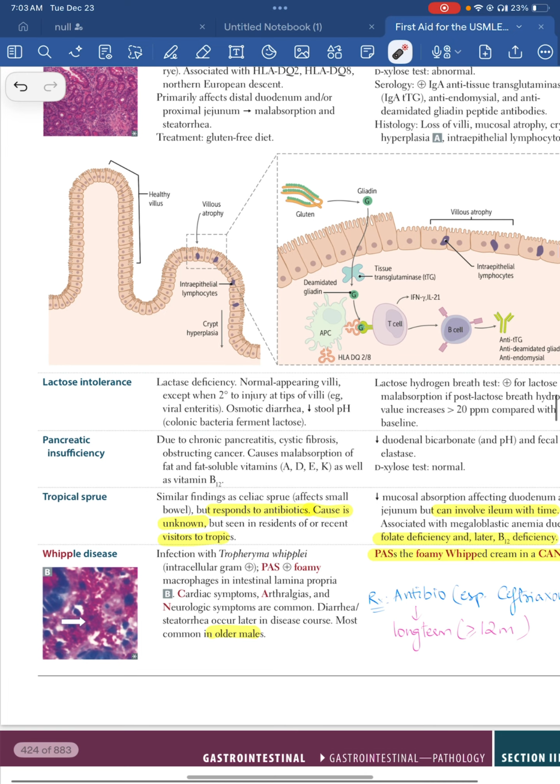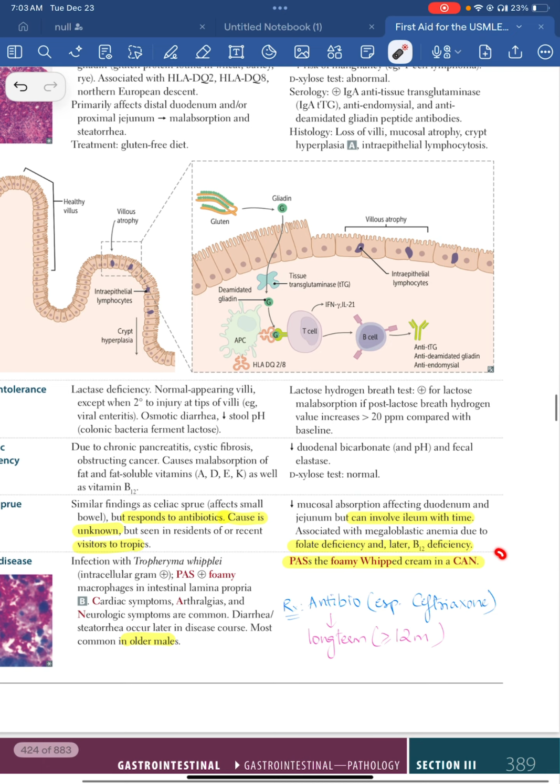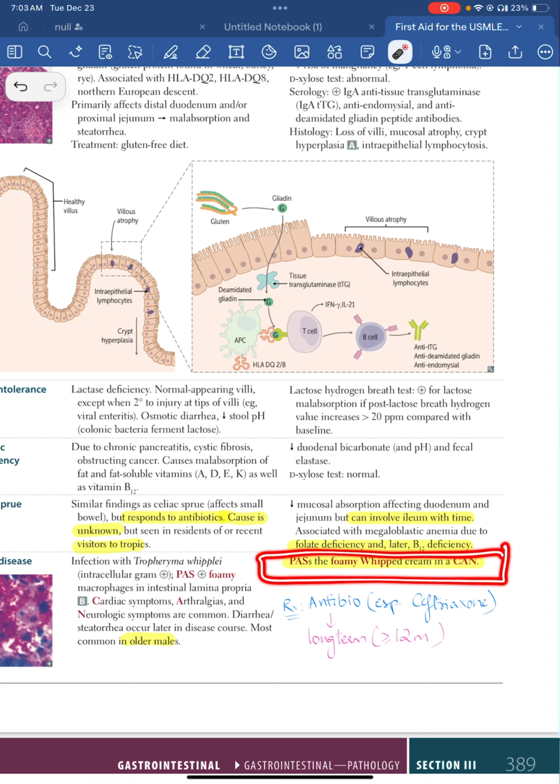Now comes the last topic, and with this, we'll end our session. Whipple's disease. What is Whipple's disease? Infection with Tropheryma whipplei. You just need to remember this one sentence. Pass the foamy whipped cream in a can. Whipped indicating Whipple's disease. Pass indicating PAS positive. Foamy whipped means foamy macrophages.